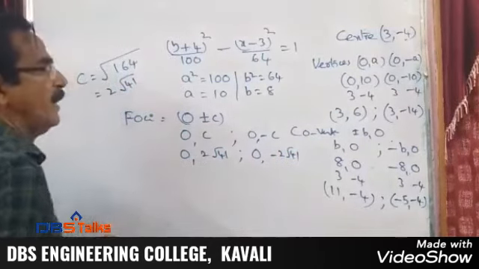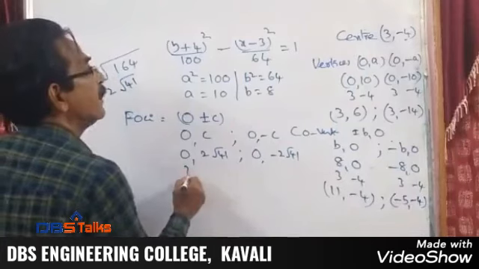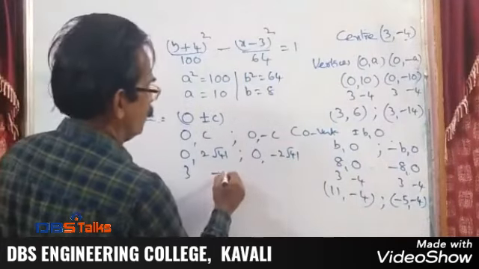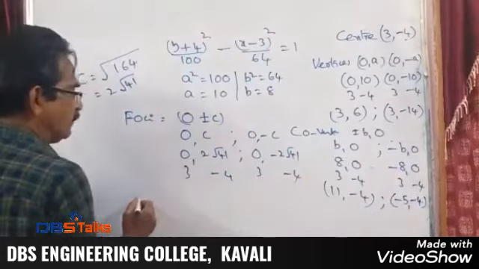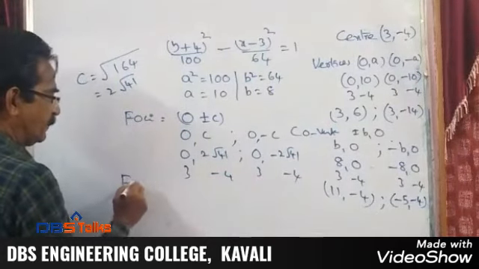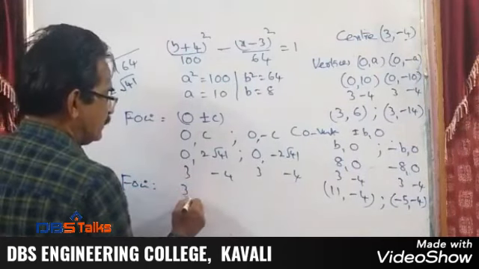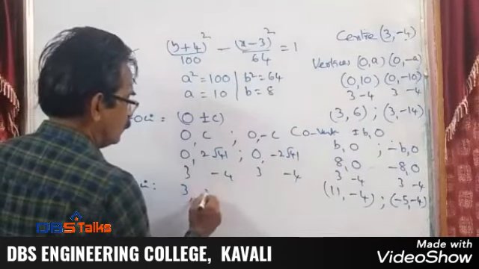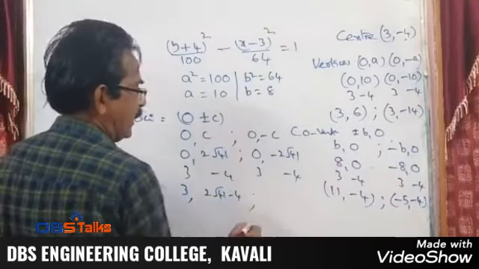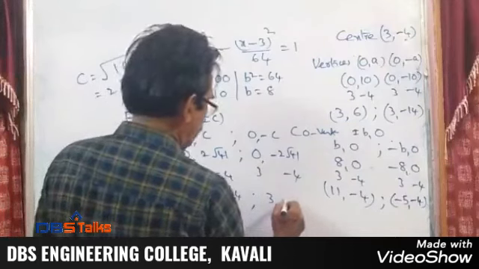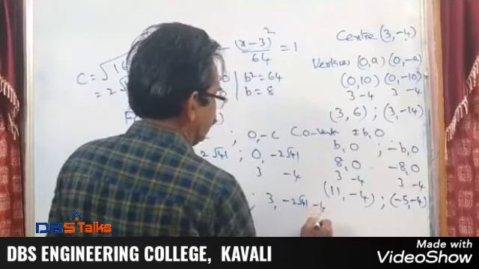Now we have to add the center to this, so 3 comma minus 4. So now the foci of the given hyperbola are 3 comma 2 root 41 minus 4 and 3 comma minus 2 root 41 minus 4.